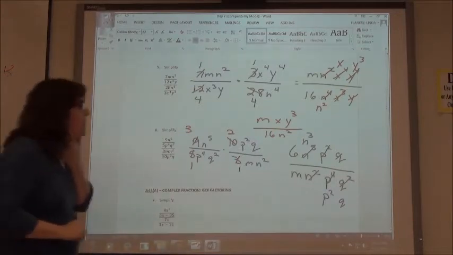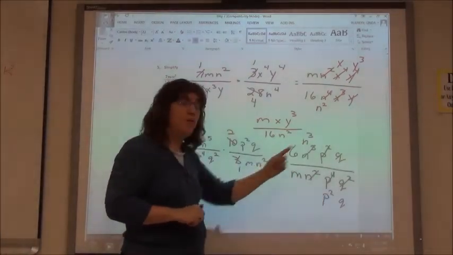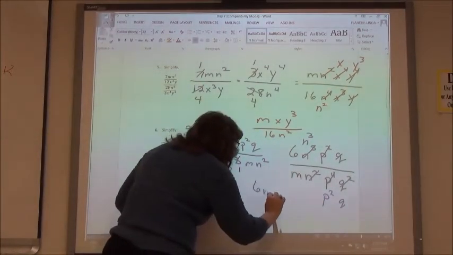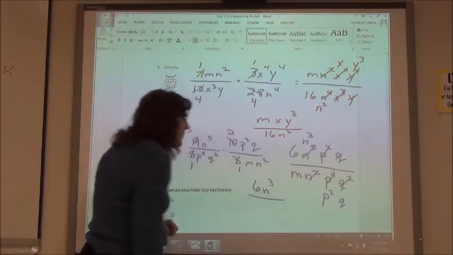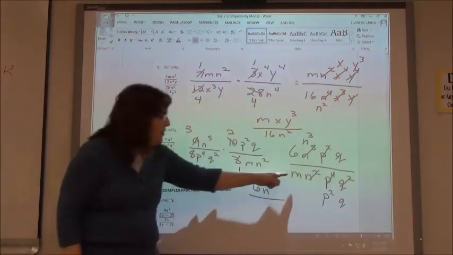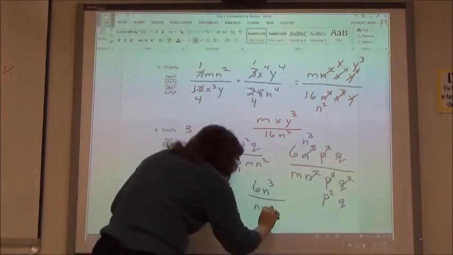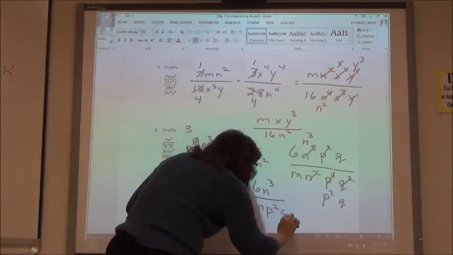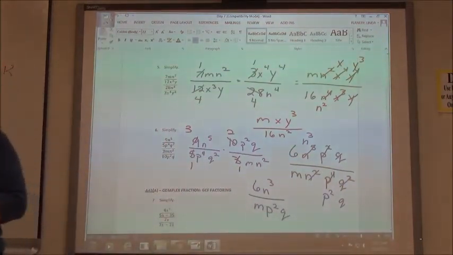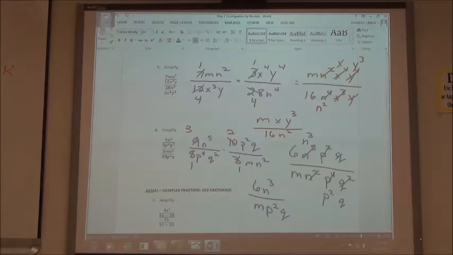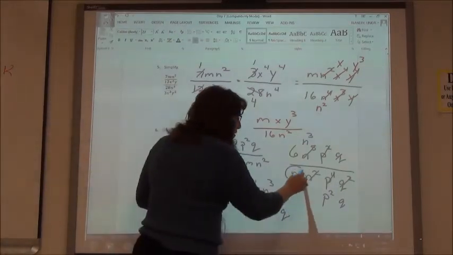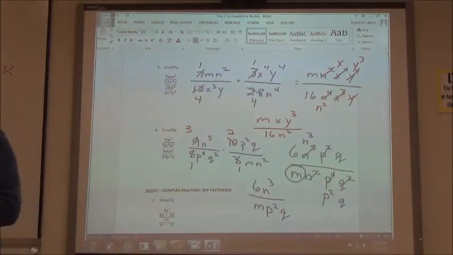So on the top, I have the 6 n to the 3rd. On the bottom, the m, the p squared, and the q. There's my answer. Most common thing I see people do is forget this variable that's all by itself that they didn't have to do any canceling with, and they kind of forget it's even there.